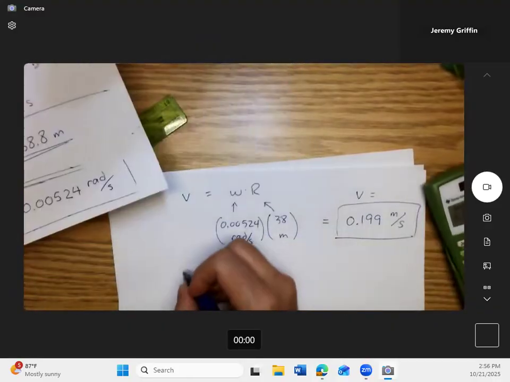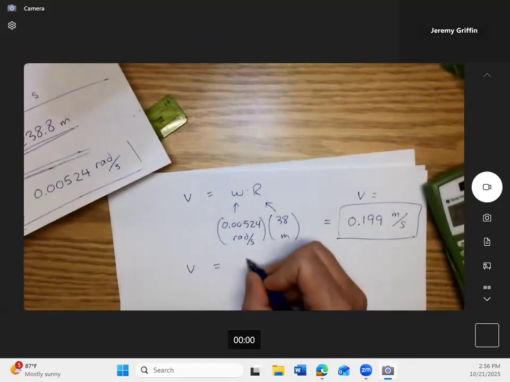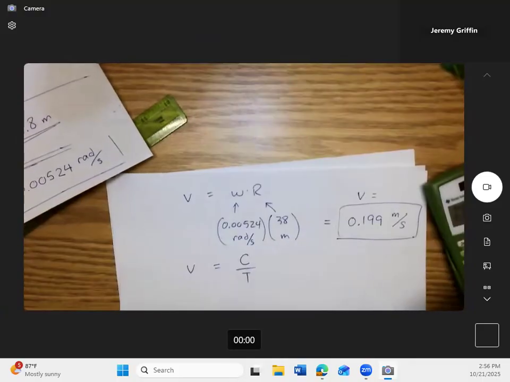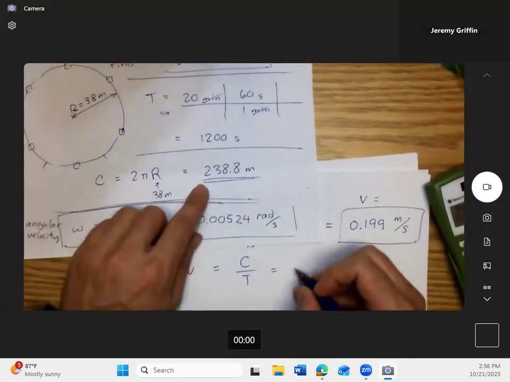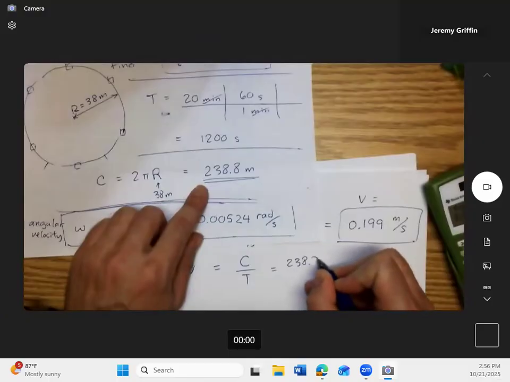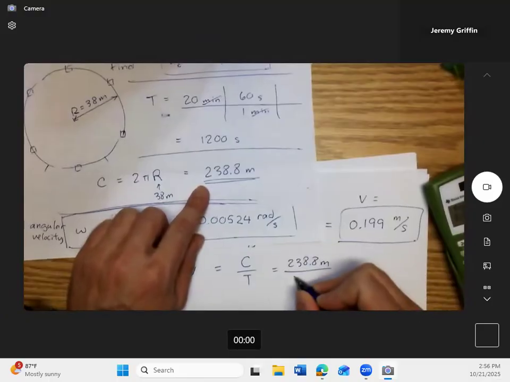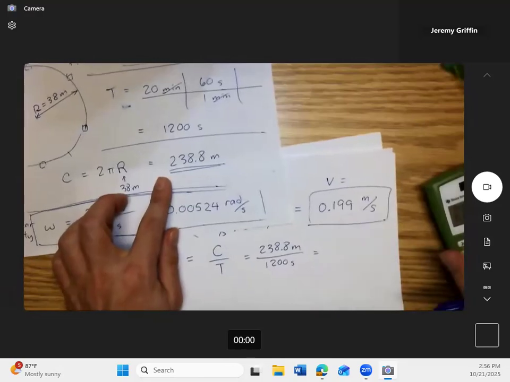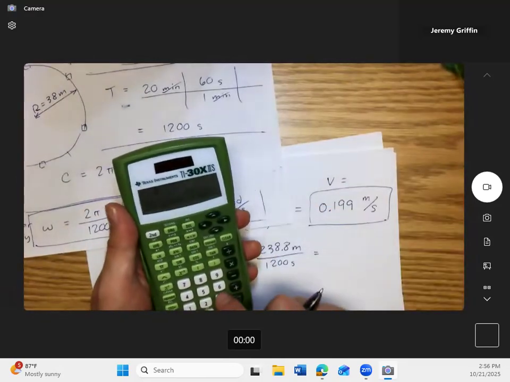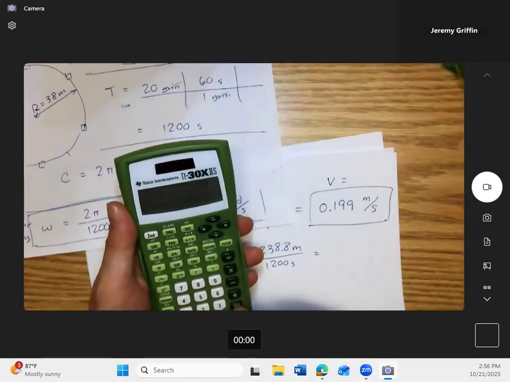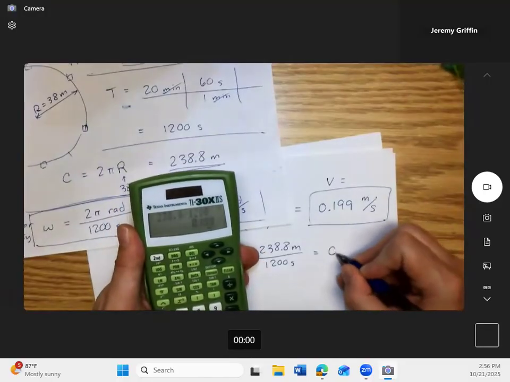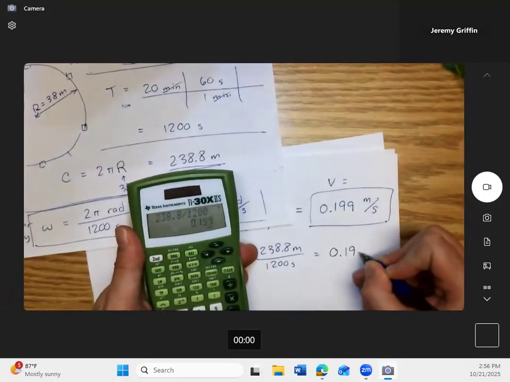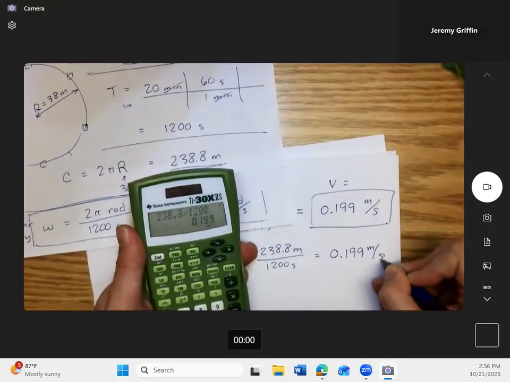You write it down. I'll say v. Here's a different way to get v. Circumference divided by time period. So it should be 238.8 meters in 1200 seconds. Let's see if I get the same linear speed. 238.8 over 1200. Oh yeah! Look at that. Meters per second. It's the same thing.